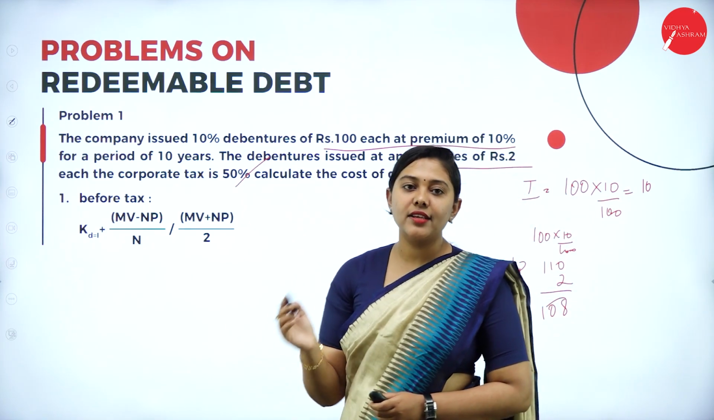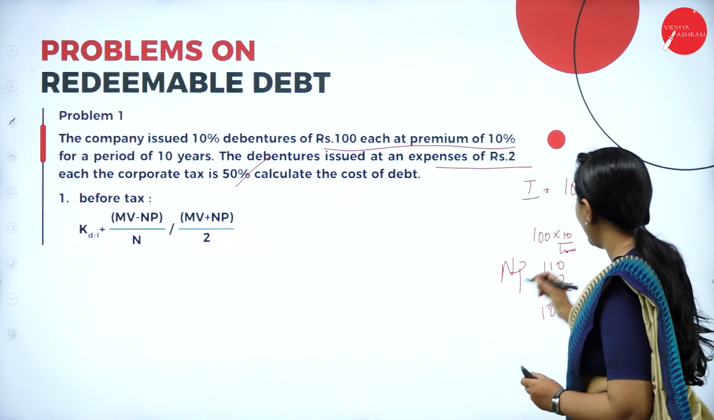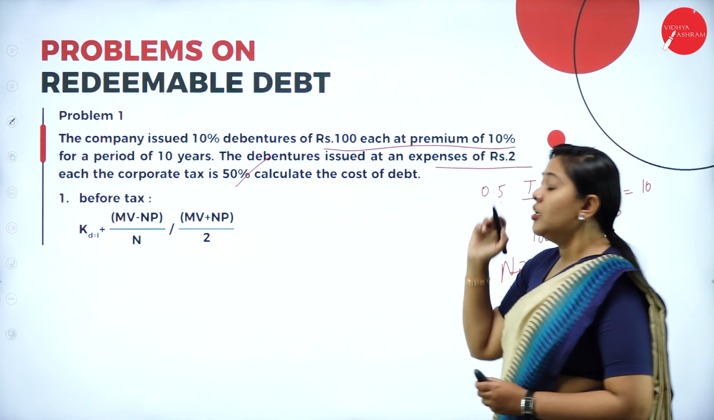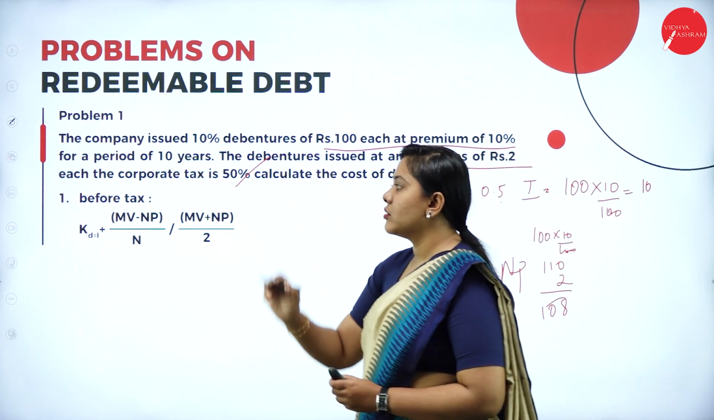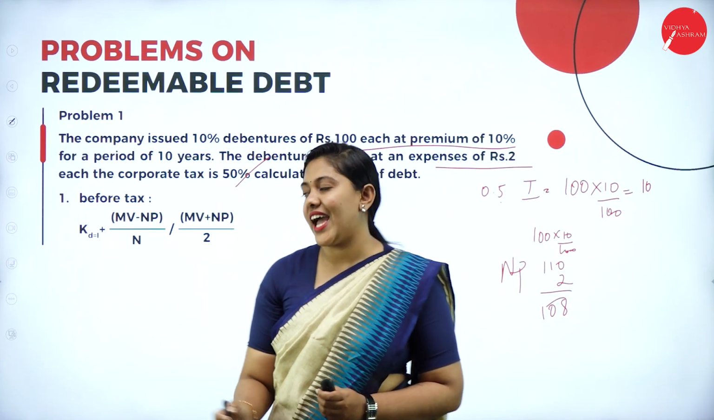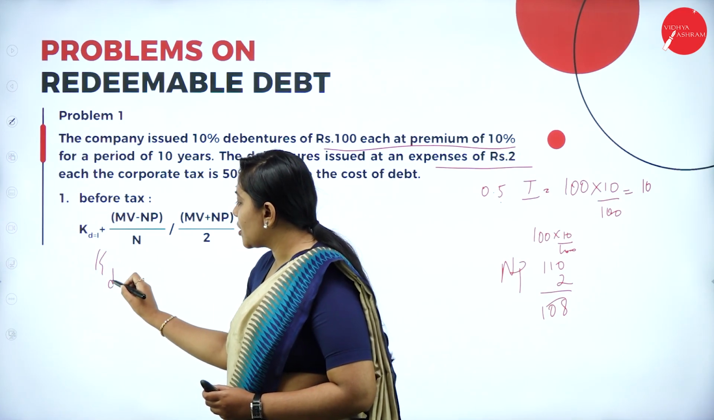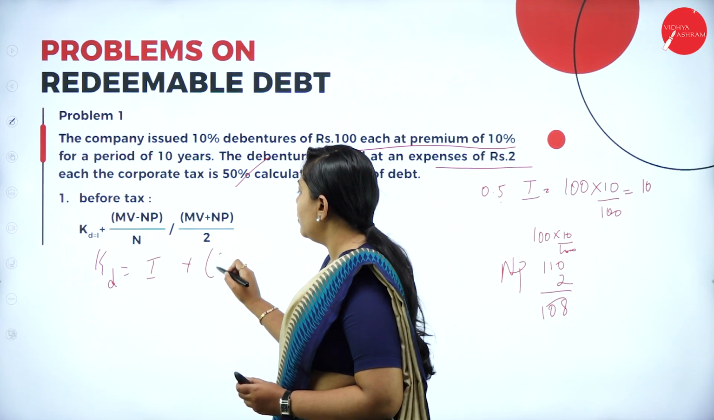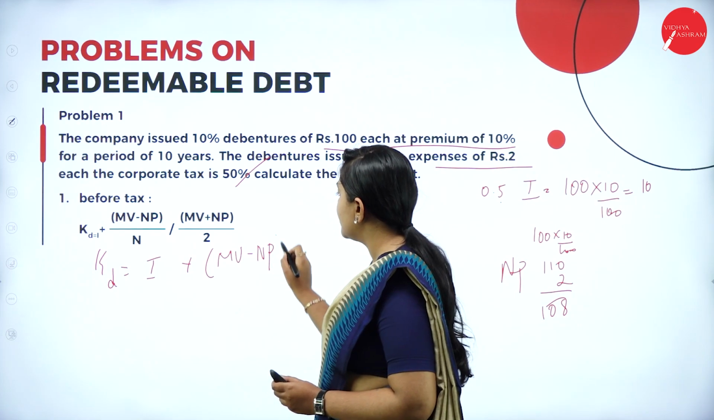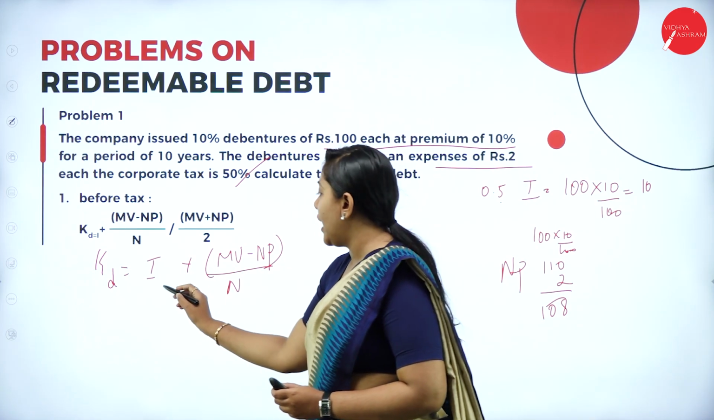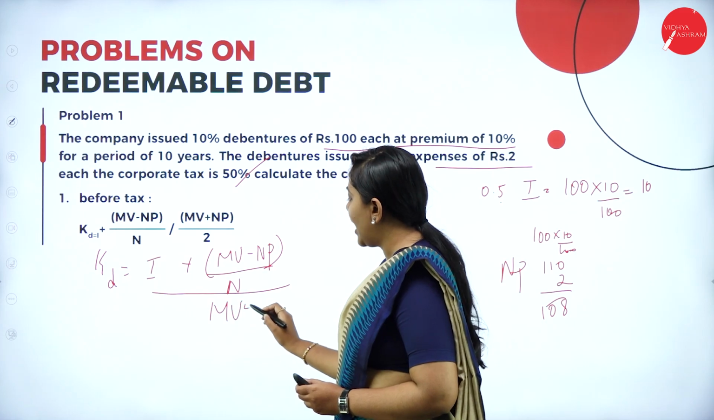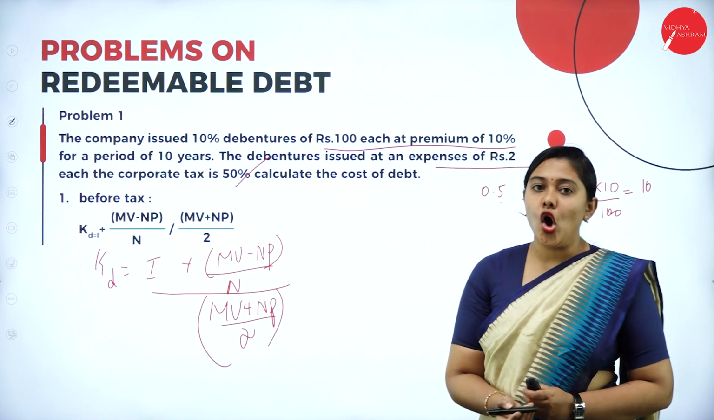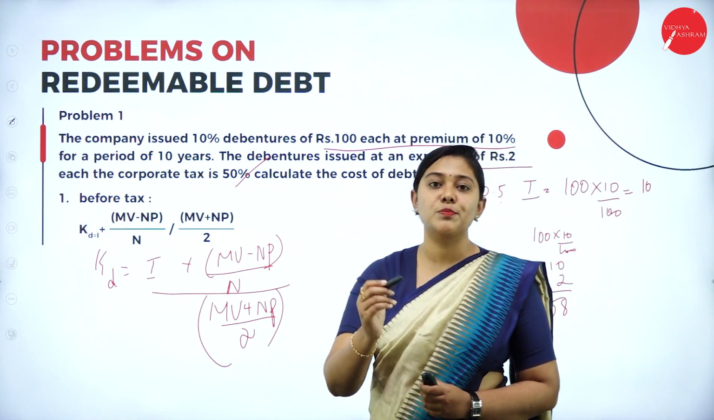And what is the corporate tax? 50% is the corporate tax. So 0.5 will be the corporate tax. So let us calculate the cost of debt. For the calculation of cost of debt before tax, the formula is Kd is equal to interest plus maturity value minus net proceeds divided by number of years, and whole divided by maturity value plus net proceeds divided by 2. So this is the formula for cost of debt, that is redeemable debt before tax.